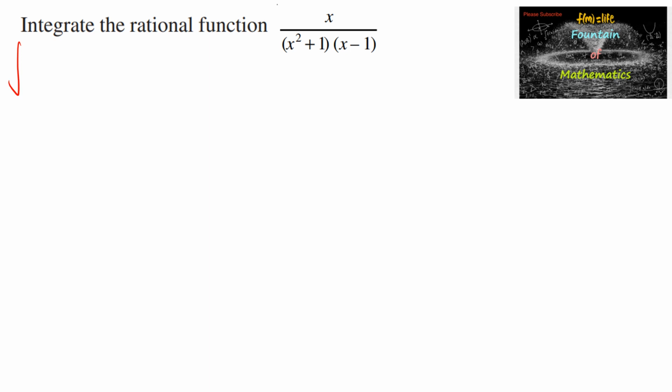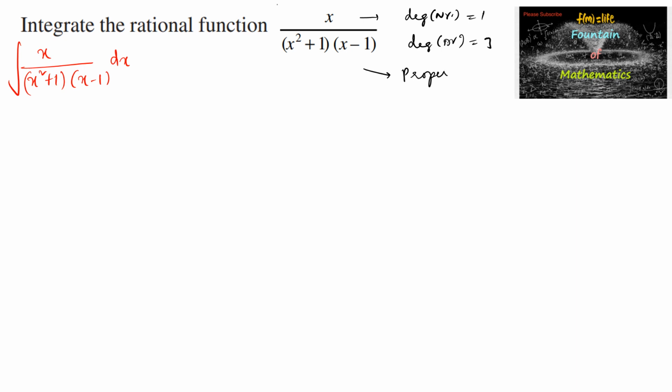Integrate the rational function x upon (x square plus 1) into (x minus 1) dx. So here we can say that the degree of numerator is 1 and degree of denominator is 3. So this is a proper fraction, and hence we can resolve into partial fractions. And moreover, x square plus 1 is an irreducible factor here.